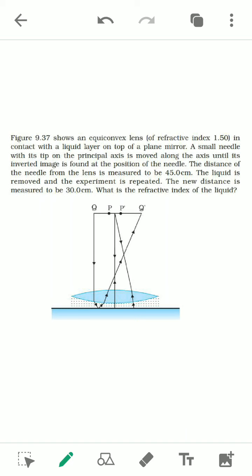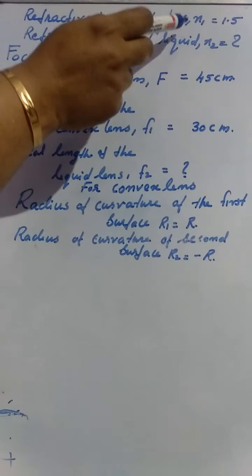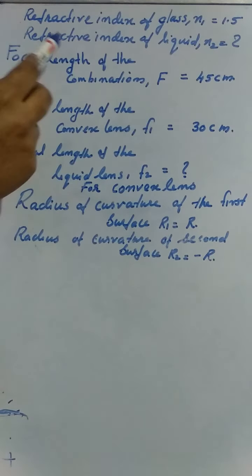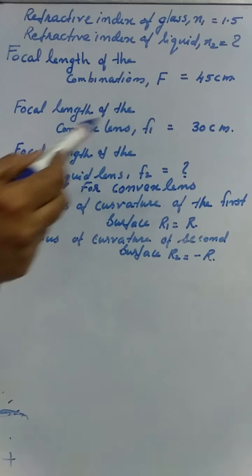So the first step is we will take the two lenses in contact, that is 1 by F1 plus 1 by F2 is equal to 1 by F. From that we will calculate the focal length of the liquid lens F2. Then the next step is to find out the radius of curvature of the convex lens. From the lens maker's formula we can calculate the radius of curvature. We already discussed that the refractive index of glass N1 is given, 1.5. Refractive index of liquid N2 is not given. Focal length of the combination is given. Focal length of the convex lens is given.